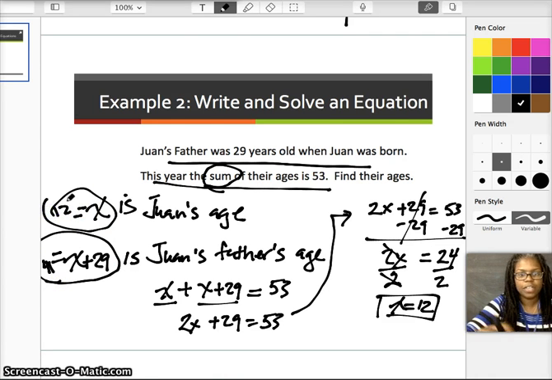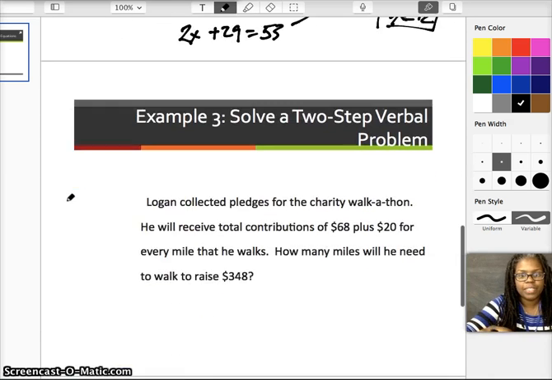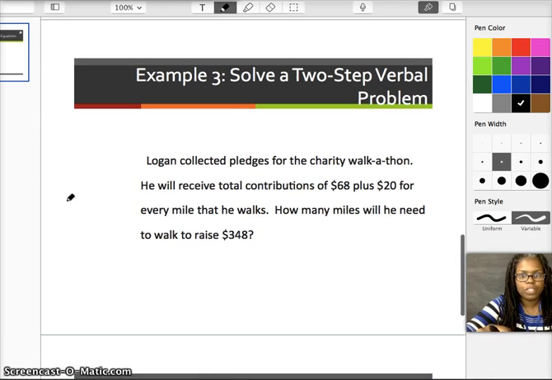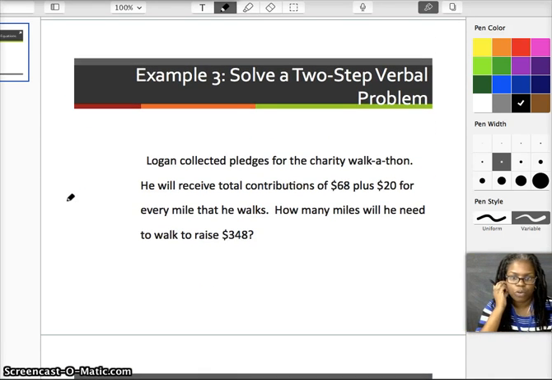All right, let's take a look at another example. So example 3, it's talking about solving a 2-step verbal problem. So we've got this guy, Logan. He's collecting pledges for a charity walkathon. He's going to receive an initial contribution of $68. Nothing else, $68. Let's say from one person, they're going to give him $68 just for participating.